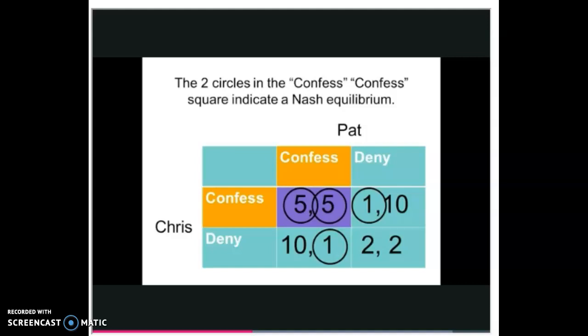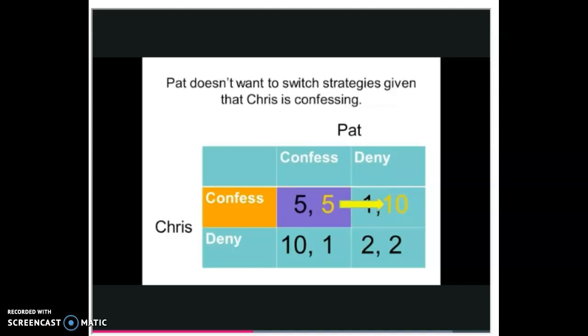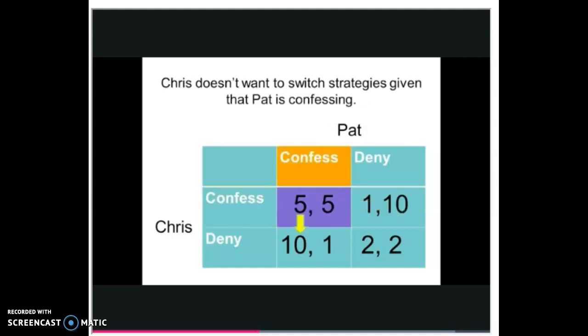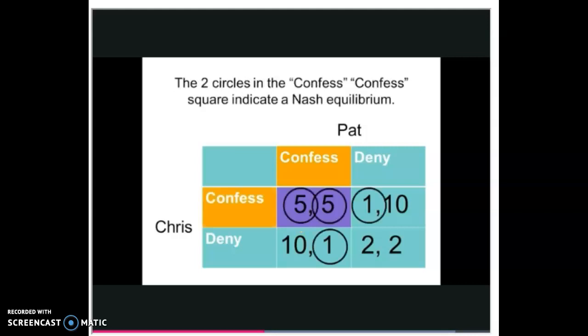To see why, notice that given that Chris confesses, Pat doesn't want to switch from confessing to denying because his time in prison would increase from 5 to 10 years. And given that Pat confesses, Chris doesn't want to switch from confessing to denying because his time in prison would increase from 5 to 10 years. So the 2 circles in the box that represents each side confessing is a Nash equilibrium.